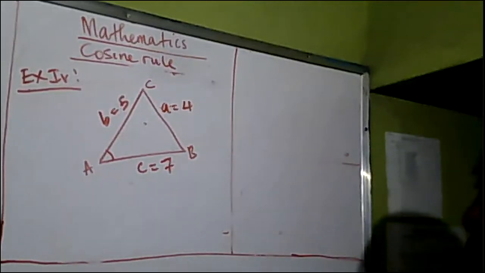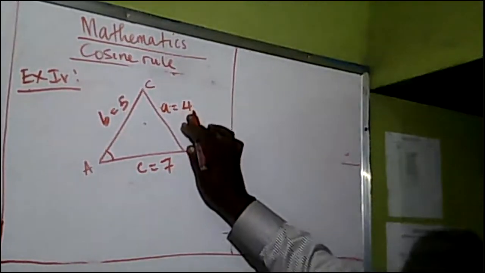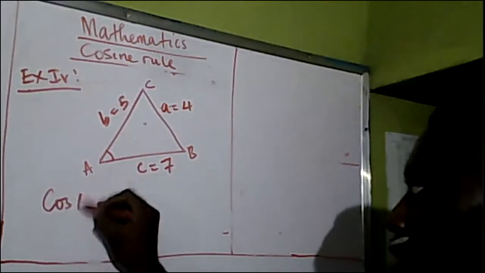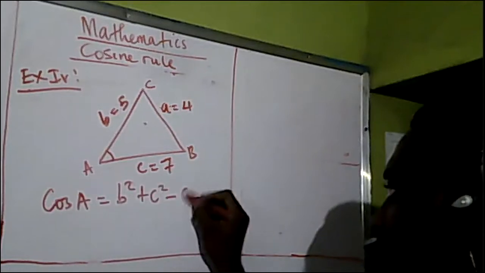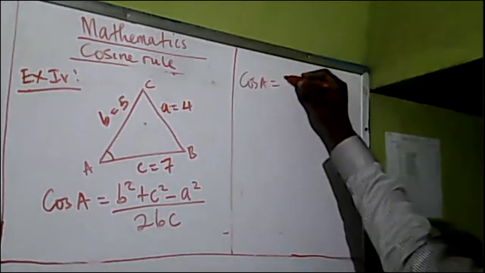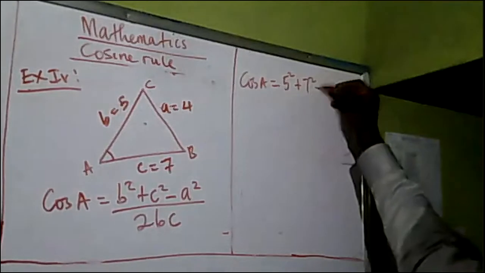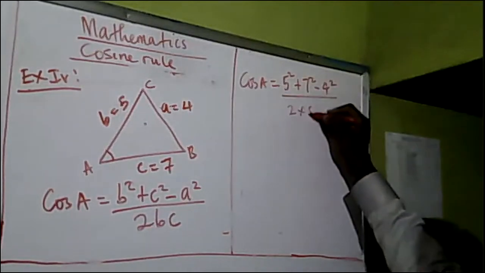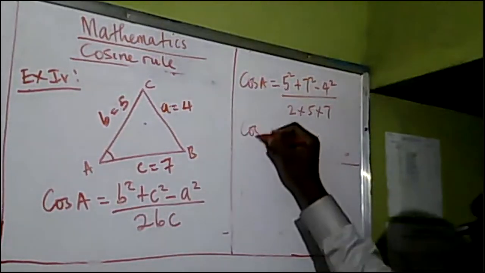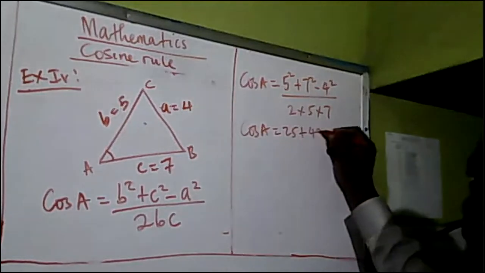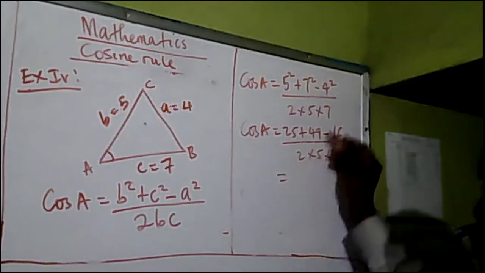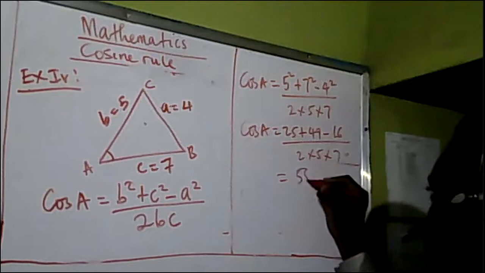So from the question, our a is 4, our b is 5, our c is what? 7. So let's look for angle A first. Cos A is equal to b squared plus c squared minus a squared all over 2bc. So cos A will give me b is 5 squared plus 7 squared minus 4 squared all over 2 times 5 times 7. I'm just fixing what everything represents. So it's simple. Cos A will now give me 25 plus 49 minus 16 all over 2 times 5 times 7. And we got 58 over 70.